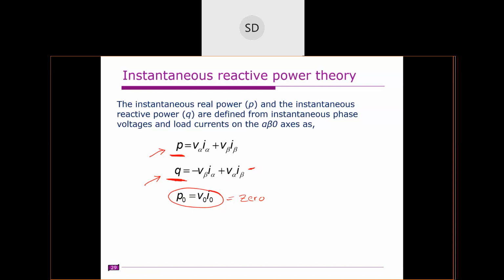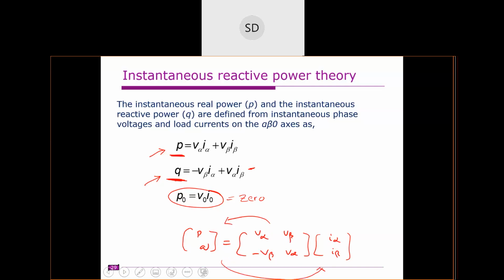Okay, we also discussed that we can put this into matrix form. This is PQ. So the matrix will be something like this: V alpha, V beta, minus V beta, V alpha, and here you have I alpha, I beta. If you want to calculate I alpha, I beta, then this matrix will come here, and the inverse matrix will go here, right? We already discussed that.